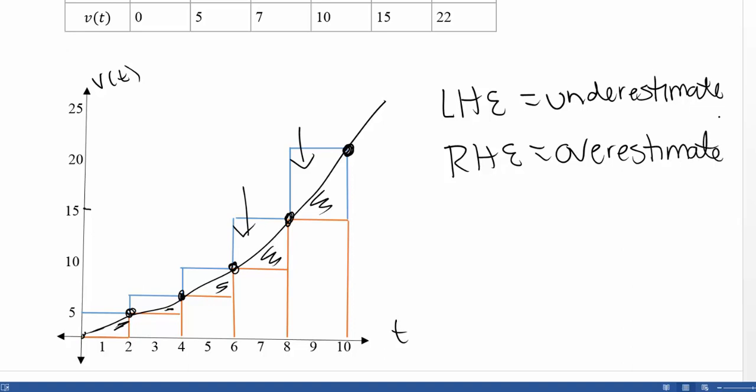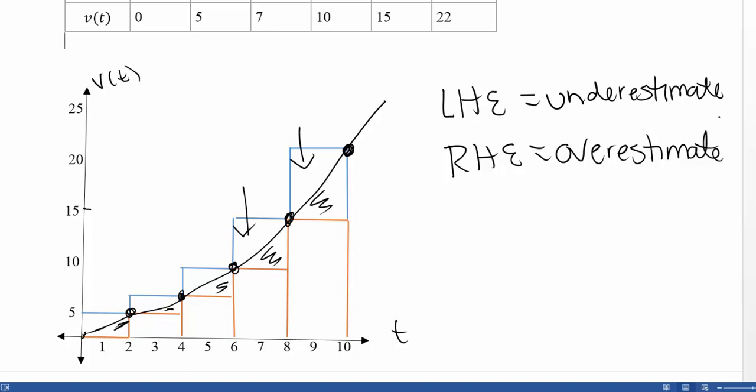So when we find a left and a right-hand estimate, one of them is an overestimate and one of them is the underestimate. The overestimate is going to be whatever the bigger number is, and the underestimate will be whatever the smaller number is. So that's why we have that interval of 74 to 118. One of them is too much area, the 118, and one of them was not enough area, which was the 74. It has to be somewhere in between.